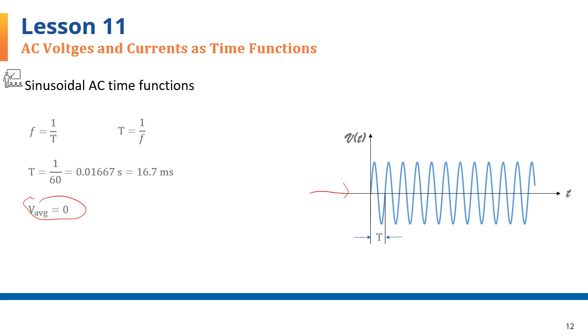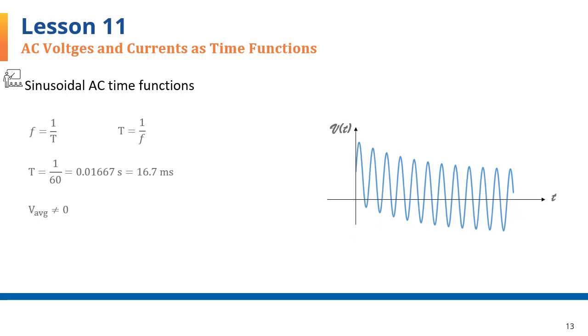As an example, a fault current in the power system may have an additive DC component for a short period of time, causing its average to be non-zero. The next slide shows the graph of the sum of an AC and an exponentially decaying DC voltage. The average of this voltage is not zero, but a positive quantity.